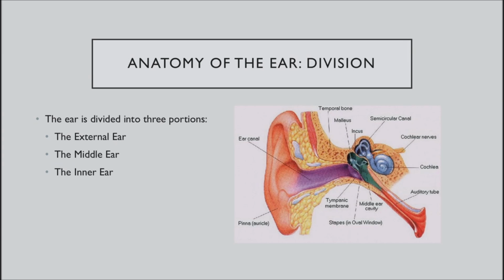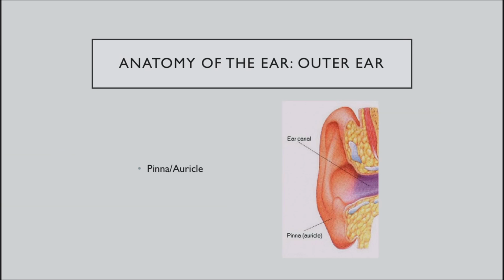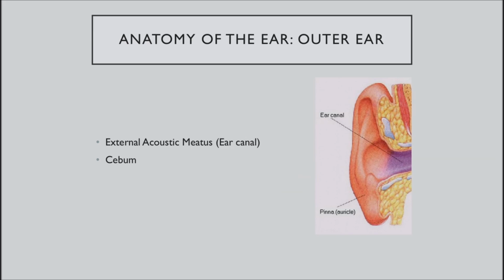The anatomy of the ear is divided into three portions: the external ear, the middle ear, and the inner ear. The pinna, also referred to as the auricle, is a cartilaginous structure that functions in funneling sound into the ear canal. The whorls and recesses of the pinna are what direct the sound into the ear canal. The ear canal, also called the external acoustic meatus, is an S-shaped tube in which sound travels from the external ear to the middle ear.